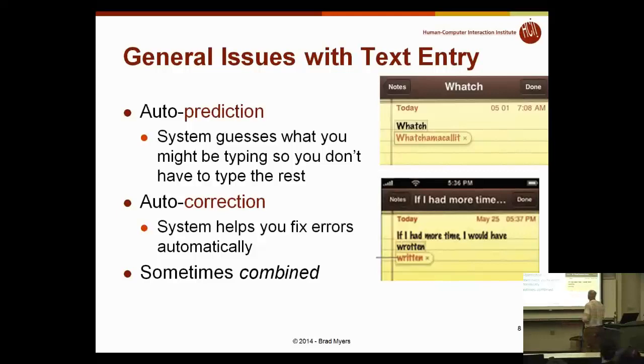As opposed to autocorrection, where I finished typing the whole word, but I typed it wrong. And in that case, the system is going to try and help me fix those errors by proposing an alternative that's different from the one I typed. And so many systems combine these, but it's important to remember what the difference is, because there are systems that only do one, or it does one better and the other one not so well.